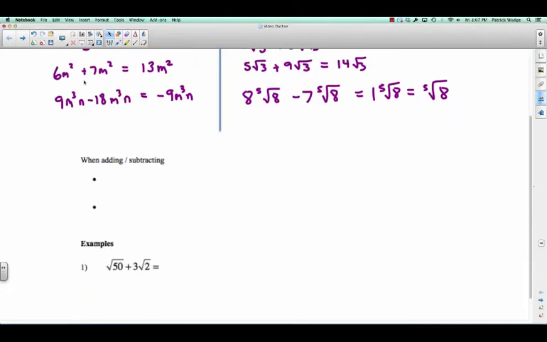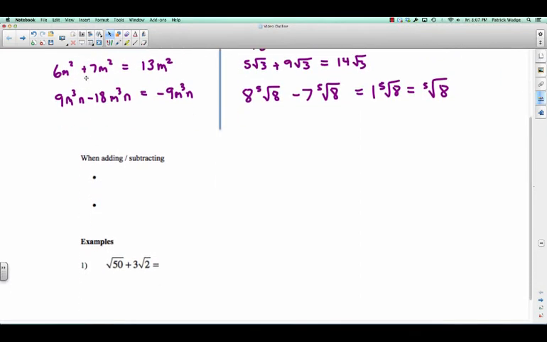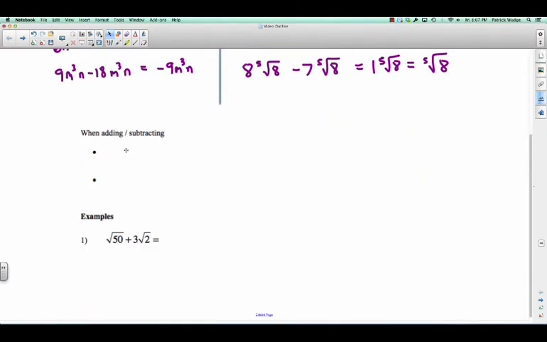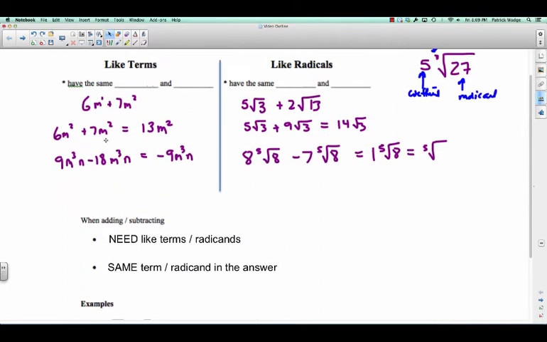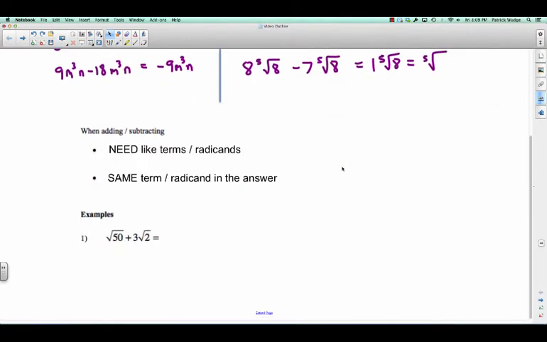So we're done. Okay, the most important thing with this is that when you're adding, you need to have like terms, or you need to have like radicals, just like we talked about. But here's the thing I haven't mentioned explicitly yet. You get the same term or the same radicand in the answer. So if you're adding 6m squared and 7m squared, you end with 13m squared. If you're adding 5 root 3 and 9 root 3, you get 14 root 3. It doesn't change, right? It doesn't become m to the fourth. It doesn't become root 6 or 9 or something like that. The radical stays exactly the same.